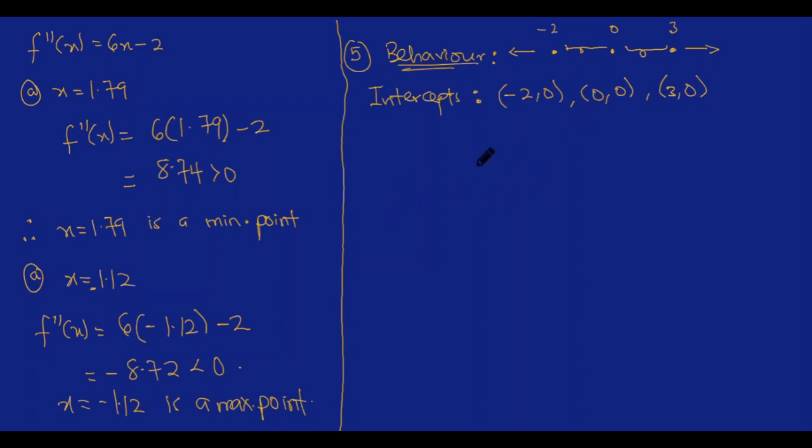So writing that in inequality form, we're having x is less than minus 2, minus 2 less than x less than 0, 0 less than x less than 3, then x is greater than 3. So those are the possible intervals that we can have. And we can now prepare a table to look at how the function behaves around these intervals.